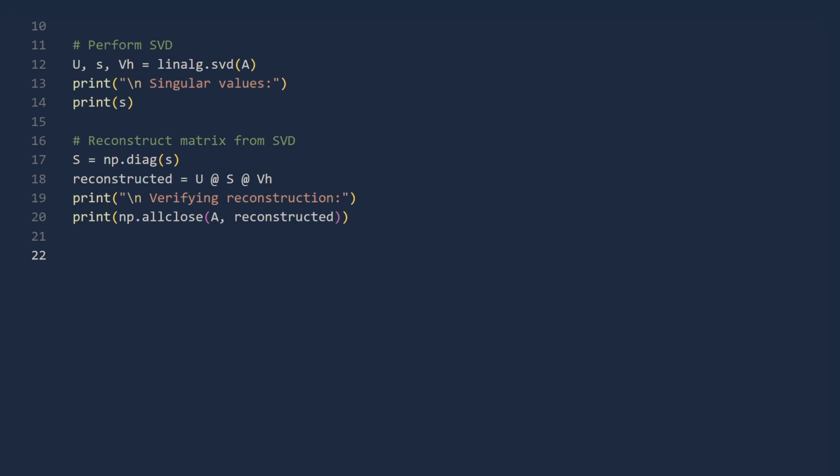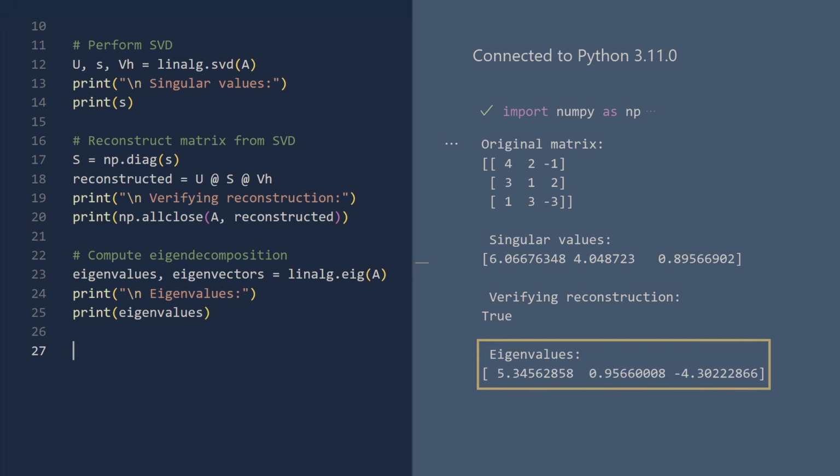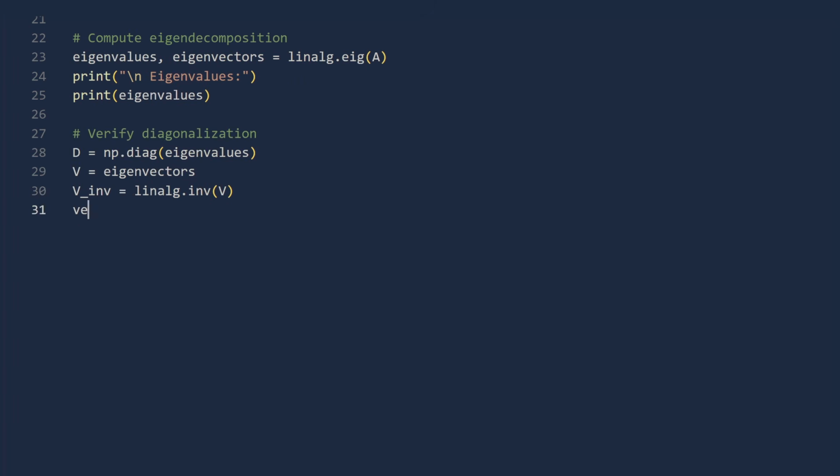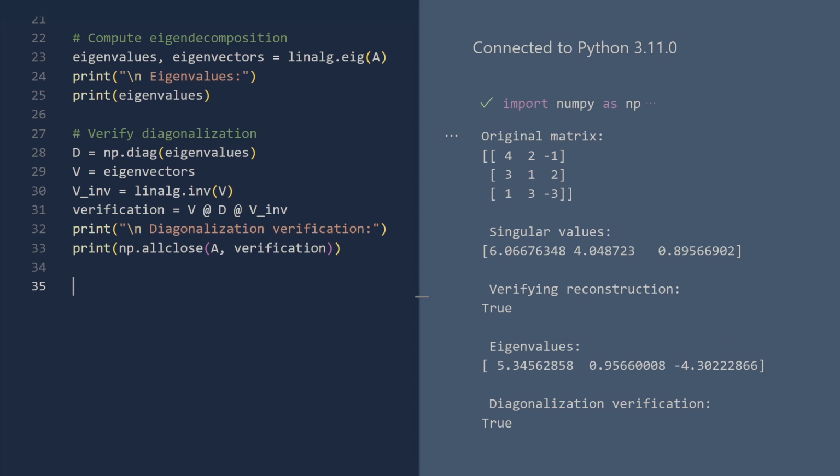We have seen eigendecomposition before, in passing. Now let us examine it more closely. Run. The eigenvalues and their corresponding eigenvectors give us another way to understand our matrix. Let us verify this decomposition. Run. Yes, all the numbers are close enough to be considered equal.